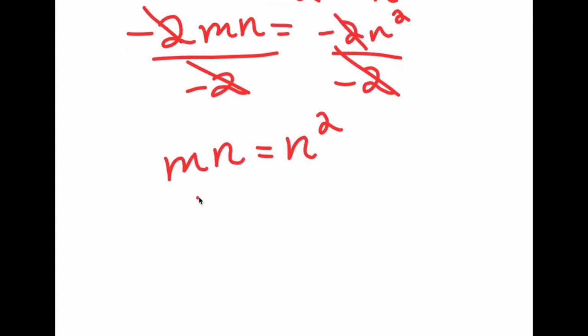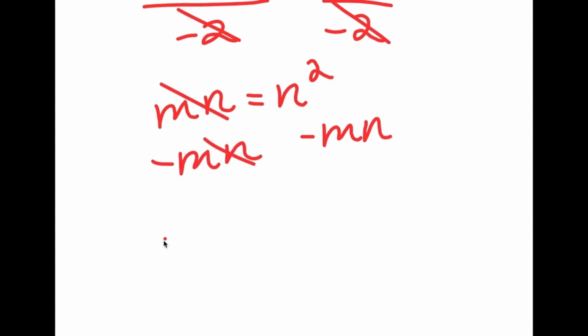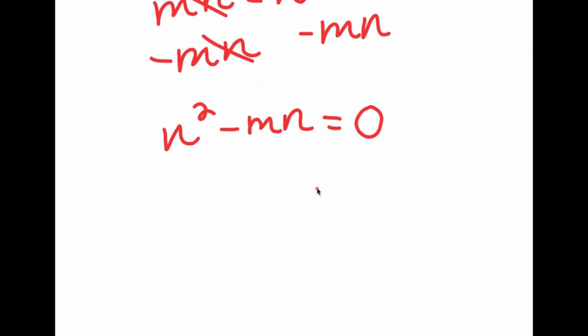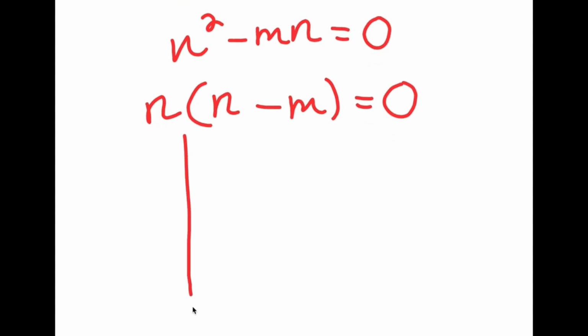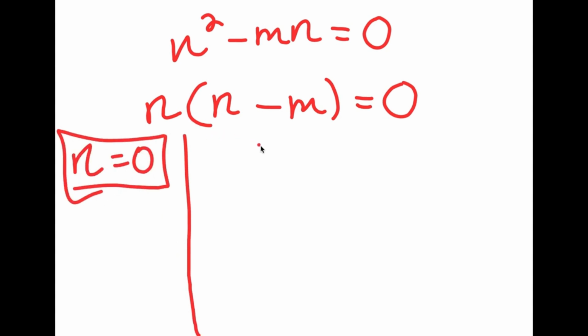Now from here, I'm going to subtract mn on both sides. So then these two cancel out, and I get n squared minus mn is equal to 0. Now the greatest common factor in n squared minus mn is n. So if I factor out n, I get n times n minus m is equal to 0. So now this gives me two equations. I get n is equal to 0, which is already a solution, and I also get n minus m is equal to 0.